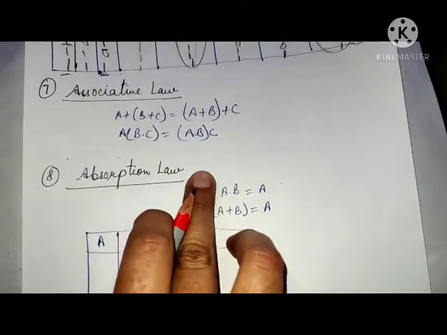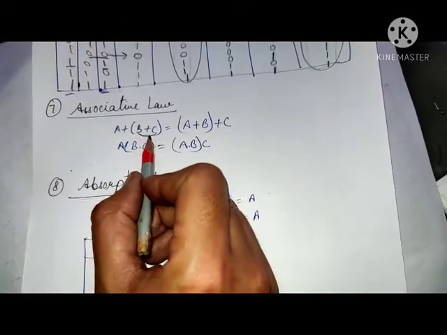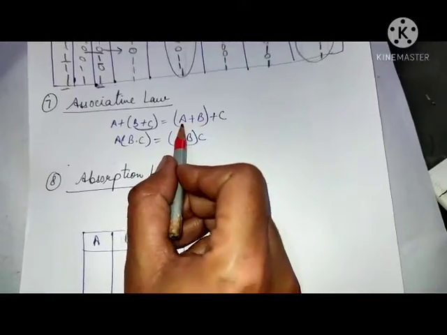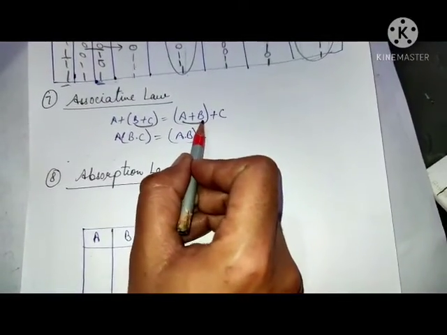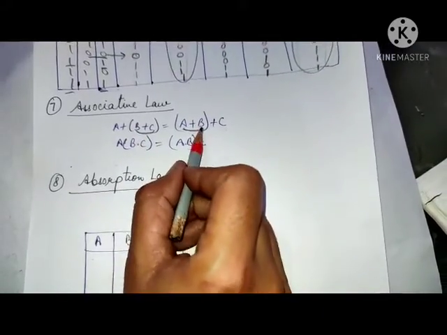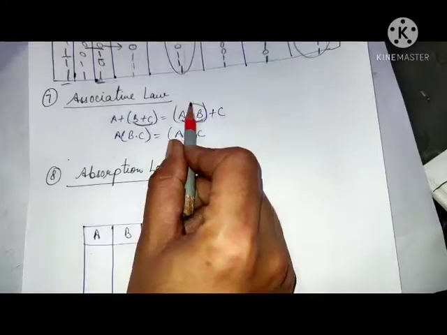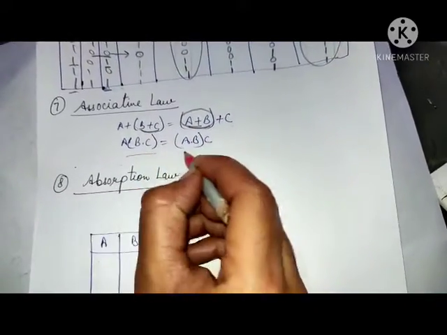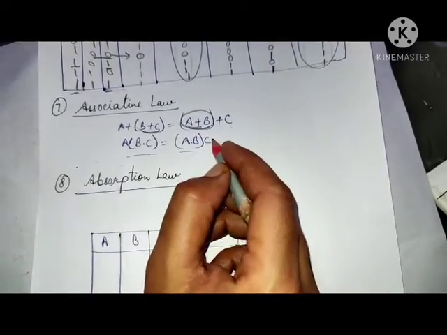Next is the associative law. The associative law states that if we are adding 2 variables firstly, then we are adding the third variable to it, or if we are adding firstly the other 2 variables, then we are adding the third variable to it. Both are the same. Either we are adding these 2 variables firstly, or we are adding these 2 variables firstly. Yes, same in case of product also. You can construct a truth table to prove this law.